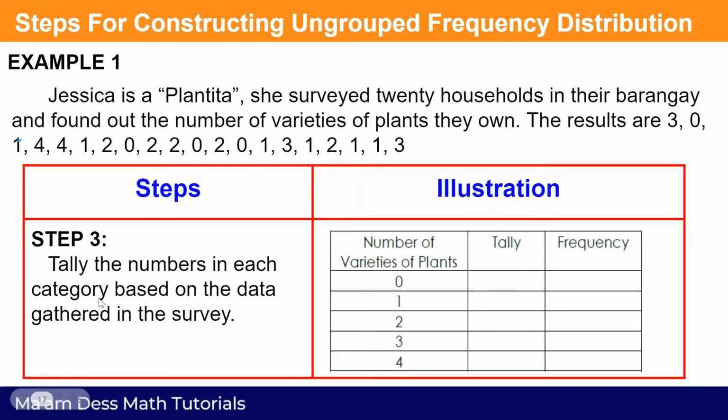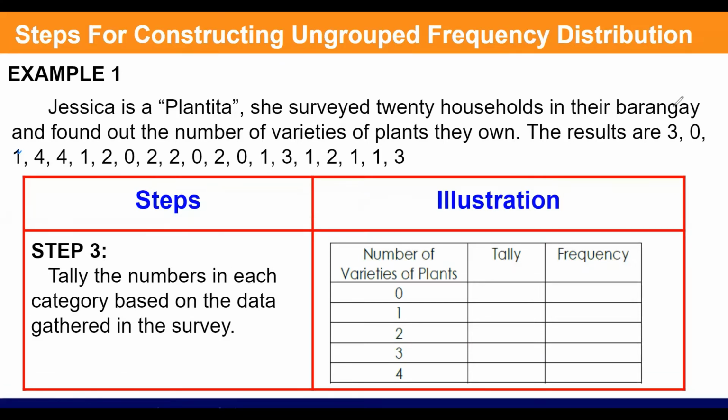Okay, step 3, tally the numbers in each category based on the data gathered in the survey. So ngayon magtatali tayo. Ayan. So try natin, tally po tayo. So mag-start po tayo kay 3. Yan, lagyan natin ng mark. Okay, so punta tayo dyan sa 3. Next, 0. Okay. Next, we will have 1. So, next, we have 4, 4. So, dalawa sa 4.